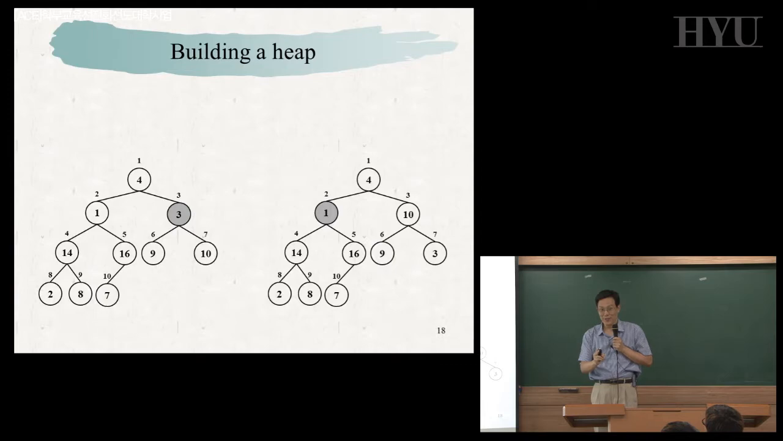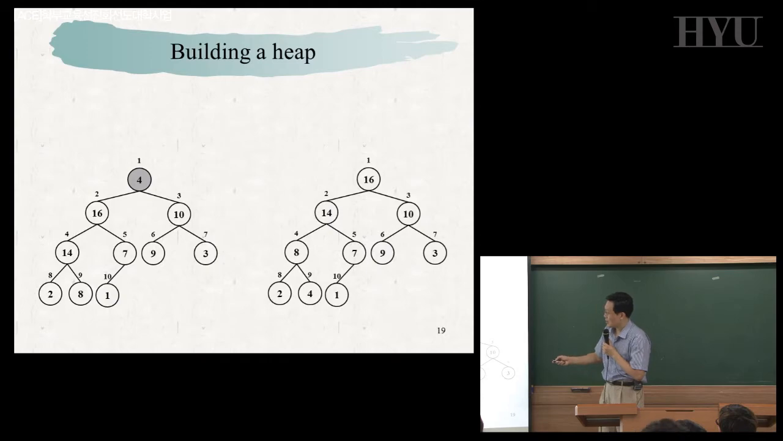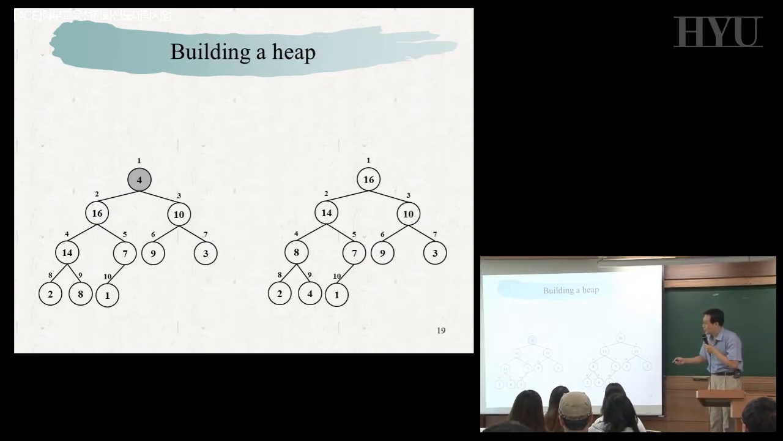Is that all? Yes, we have to compare repeatedly. So 1 and 7 are compared, and the 7 is bigger than 1, so they are exchanged again. So we get this. And finally, so 1, we can say in this way, 1 floats down along this path.